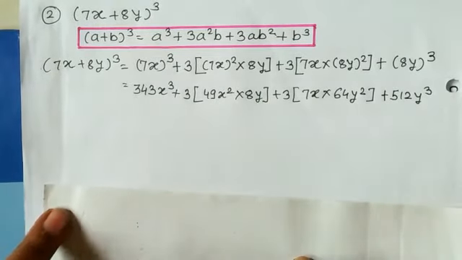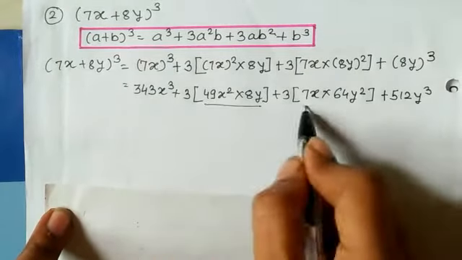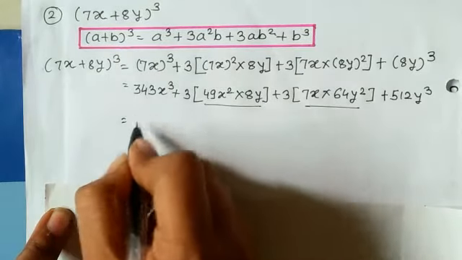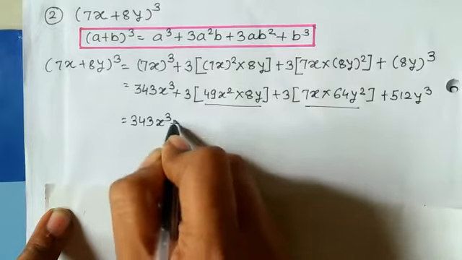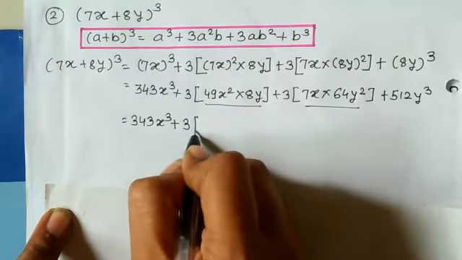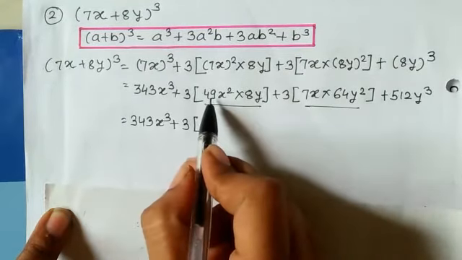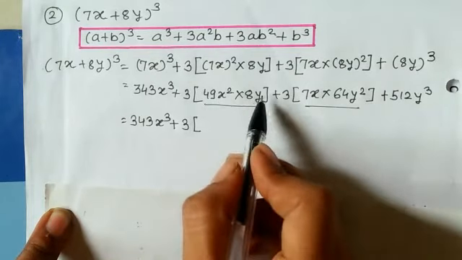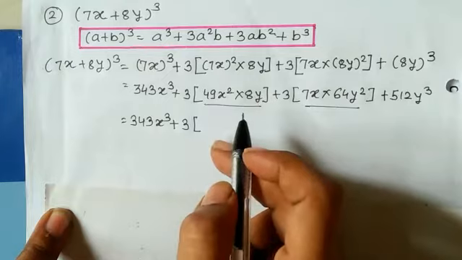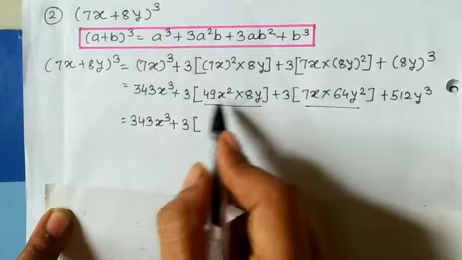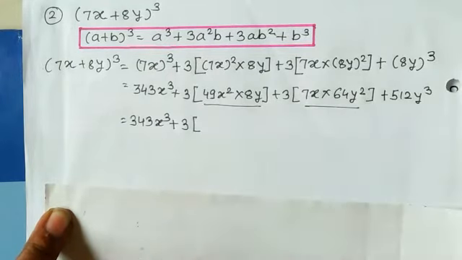Got it, students? Let's go ahead and solve this bracket now. 343 x raised to 3 will be as it is, plus 3 into bracket. Now the multiplication of the digits and the multiplication of the letters, it means coefficients and variables, we are going to do step by step. So 49 into 8, 49 8s are.